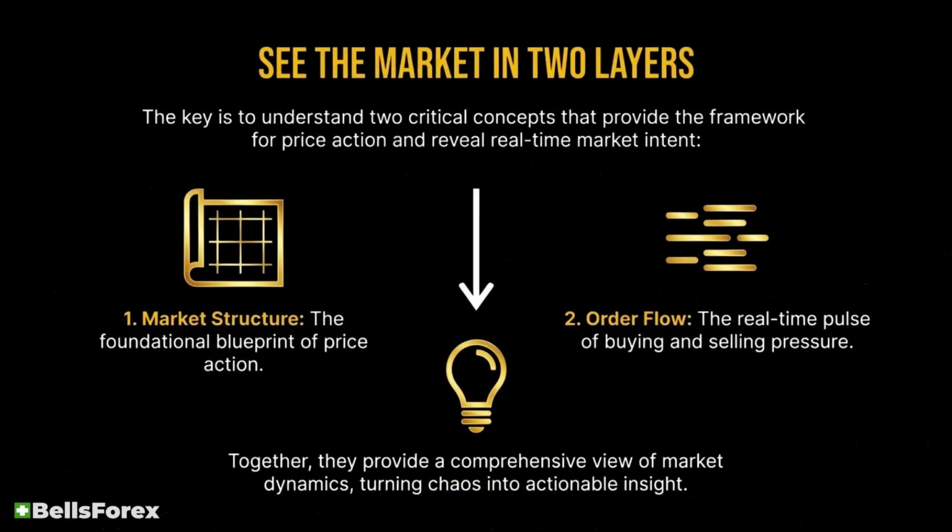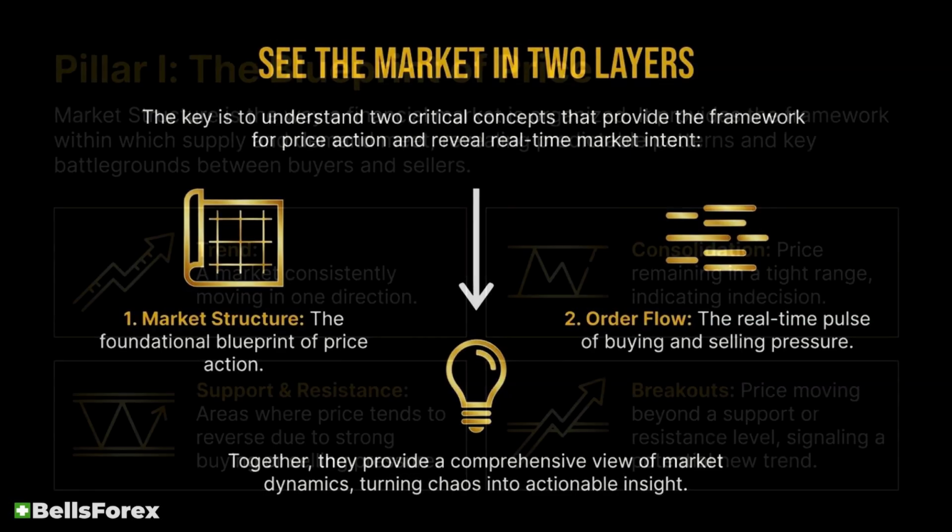Think of it like this. Market structure gives you the map, the fundamental layout of the land. Okay. But order flow, that's your real-time GPS. It shows the speed and the intent of all the major players on that map. I like that analogy. And understanding how those two interact, that's the crucial context you need, especially when things get volatile.